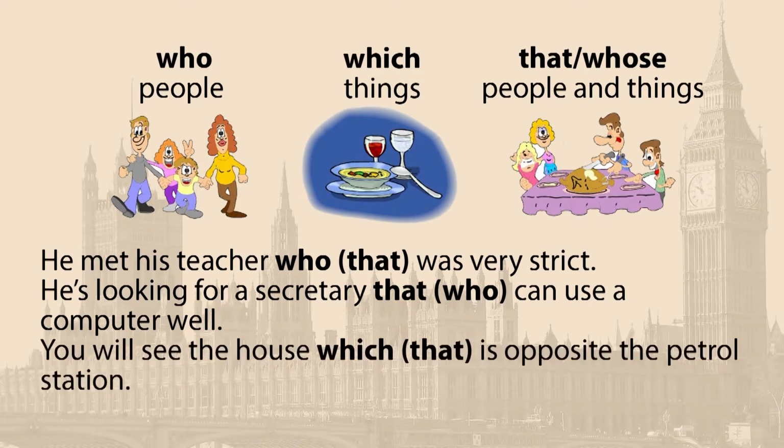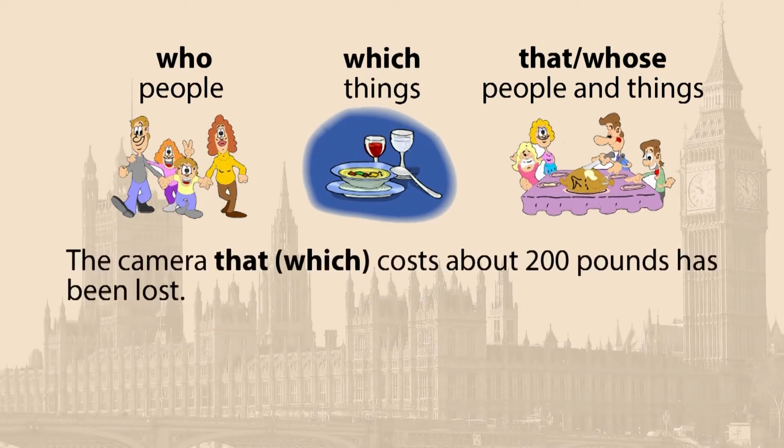You will see the house which is opposite the petrol station. The house is a thing, so we use which or that. The camera that costs about £200 has been lost. The camera is a thing, so we can use that or which.